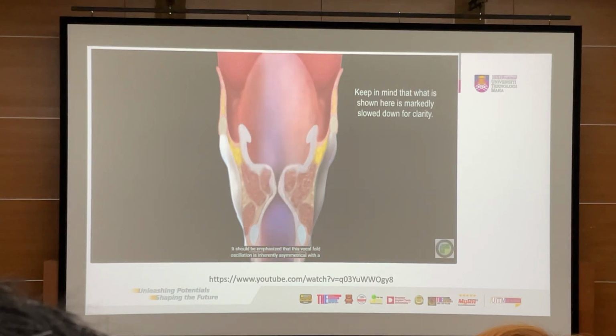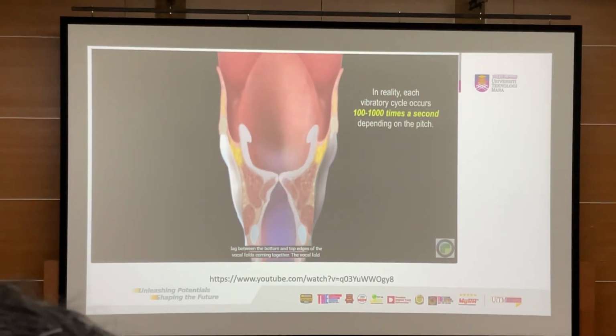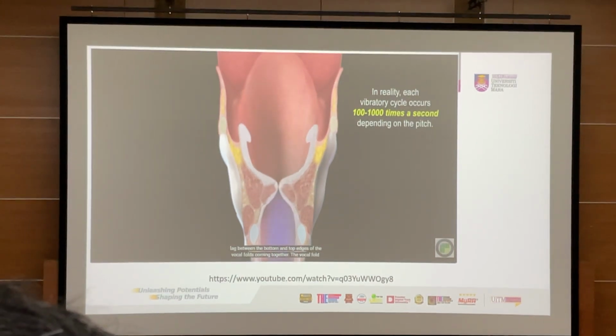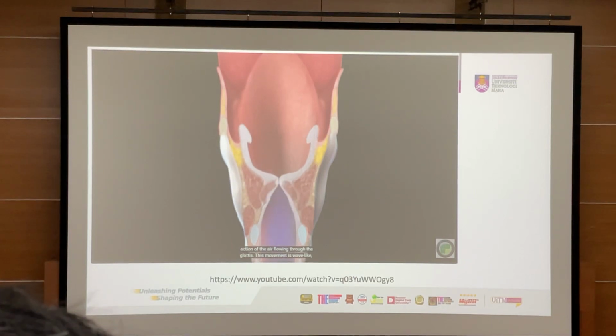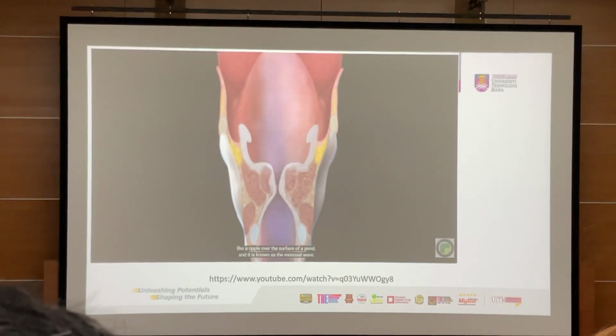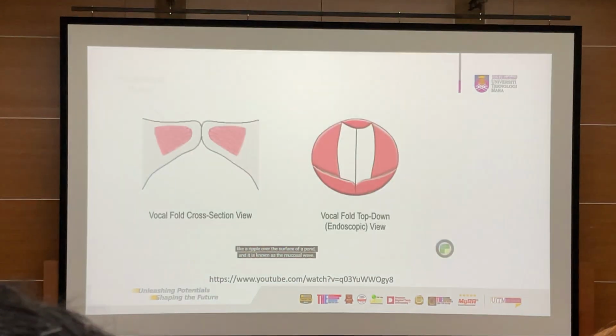It should be emphasized that this vocal fold oscillation is inherently asymmetrical, with a lag between the bottom and top edges of the vocal folds coming together. The vocal fold membrane or cover moves freely and separately from the vocal fold muscle as a result of the action of the air flowing through the glottis. This movement is wave-like, like a ripple over the surface of a pond, and it is known as the mucosal wave.